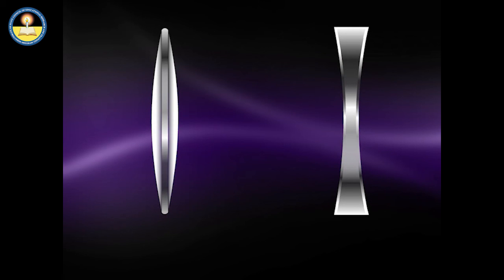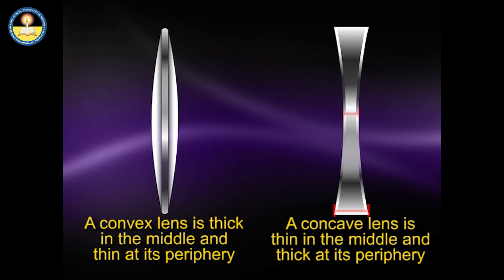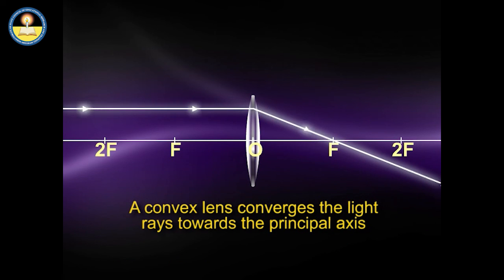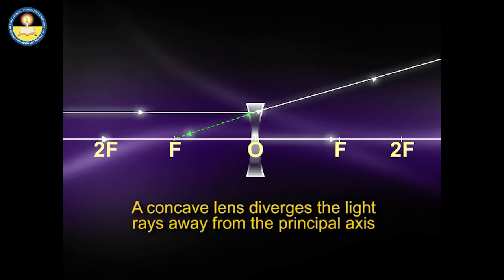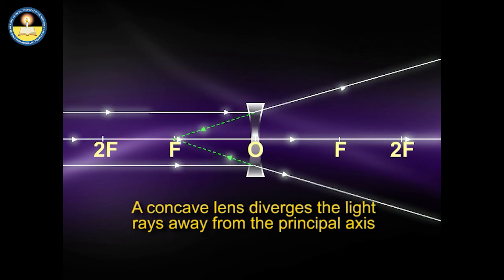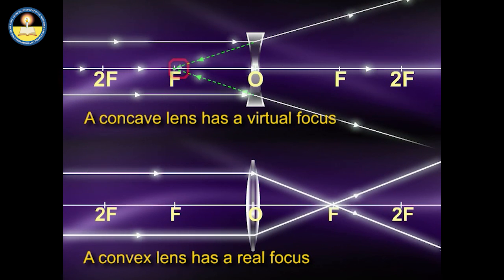Finally, let's see the difference between a convex lens and a concave lens. In context of their shapes, a convex lens is thick in the middle and thin at its periphery, while a concave lens is thin in the middle and thick at its periphery. A convex lens converges the light rays towards the principal axis, while a concave lens diverges the light rays away from the principal axis. A convex lens has a real focus, whereas a concave lens has a virtual focus.